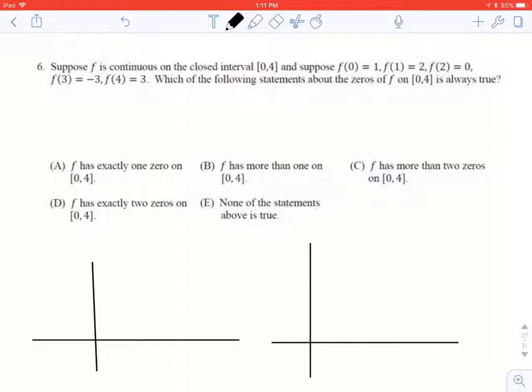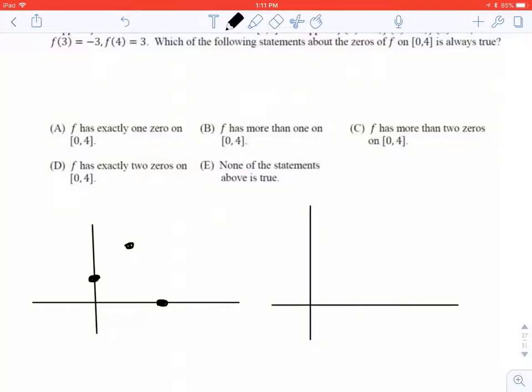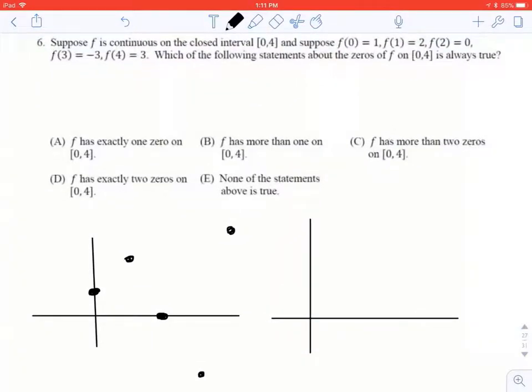Suppose f of 0 is 1. So I'm going to put that here. And f of 1 is 2. I'm going to put that here. f of 2 is 0. I'm going to put that here. f of 3 is negative 3. I'm going to put that down here. f of 4 is positive 3. I'm going to put that up here somewhere. Picture's not to scale. Which of the following statements about the zeros of f is always true?